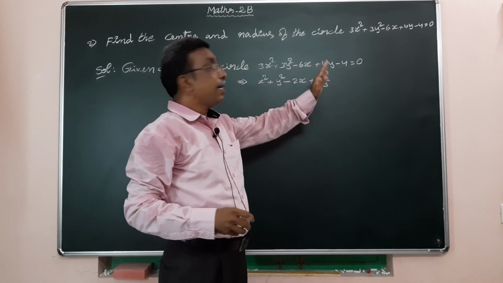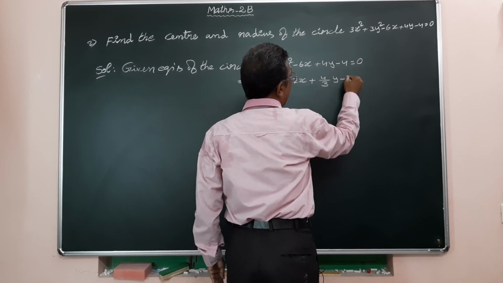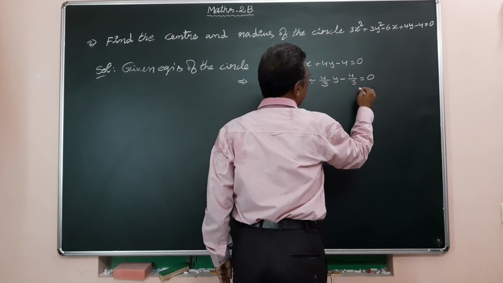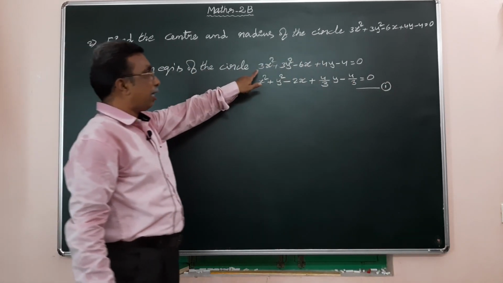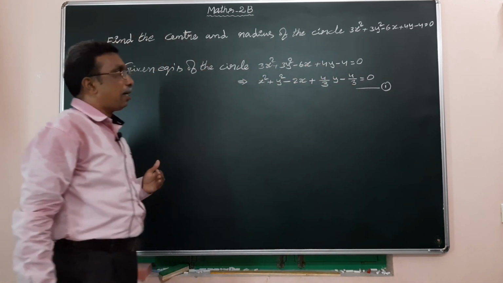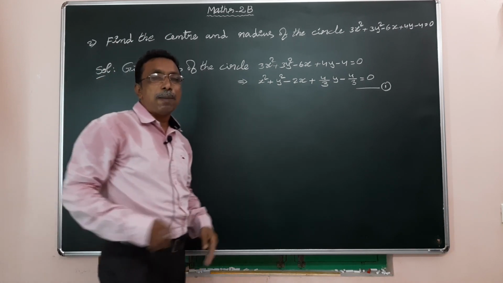Dividing by 3 on both sides: 4 by 3 into y minus 4 by 3 equal to 0. This is equation 1. Observe this equation, this is the given equation of the circle. Now convert it to the general form of the circle equation. What is the general form of the circle equation?